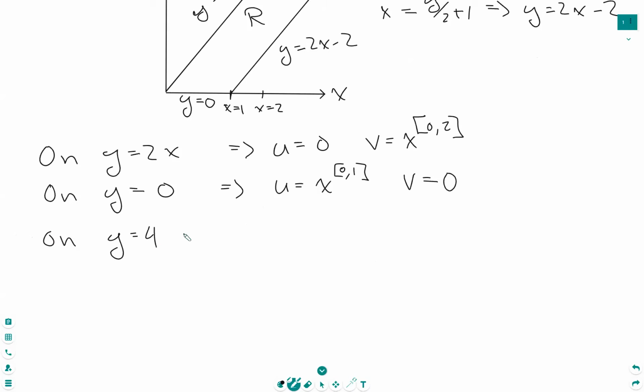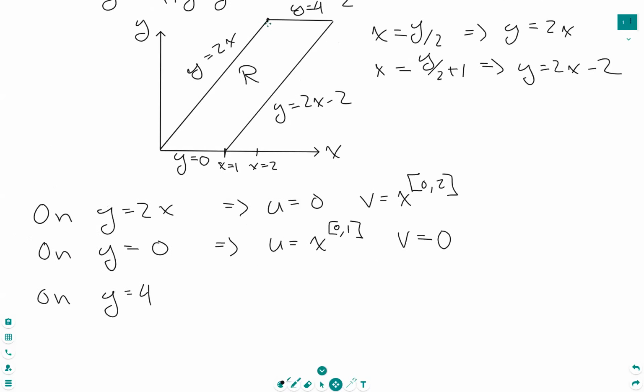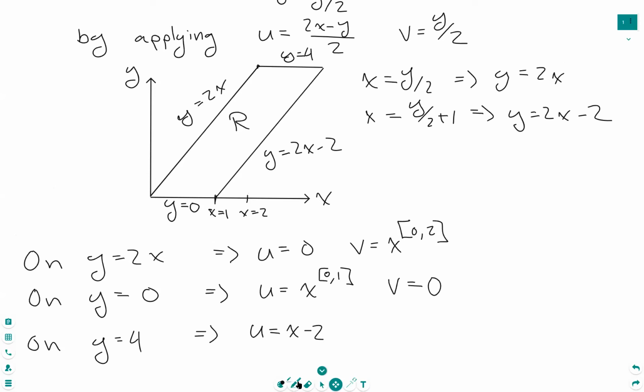On y equals 4, the upper part of this slanted rectangle, we get that u is equal to x minus 2. Well, on this interval, x is 1 out 2. Sorry, it's actually 2 out 2, this point here, which ends up being x equals 4. So on this interval, x ranges from 2 to 4. So that makes this whole thing range between 0 and 2, because we're just subtracting 2. So now v becomes equal to 2.